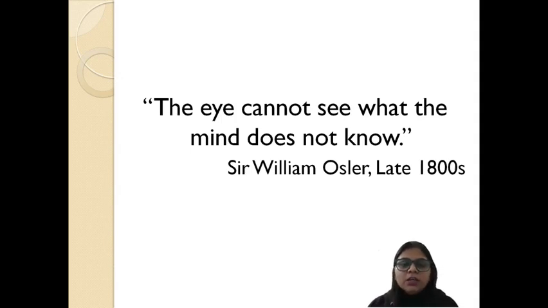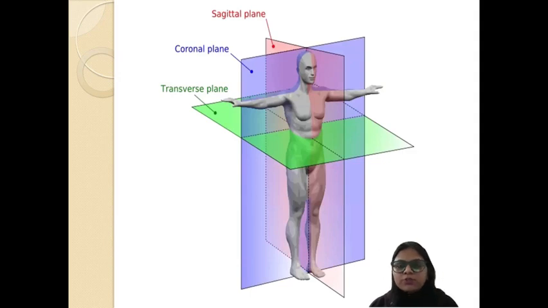Okay, so let's start. We all know that the eye cannot see what the mind does not know. This is a famous proverb by Sir William Osler. So it holds a great message in CBCT. Let's see how. So this is the human body, and we can divide it into three planes. First is the coronal plane, that is from the front to the back, or we can say from buccal going towards palatal or lingual surface. Then we have the sagittal plane, that is the right to left or left to right, and transverse is from up to down. That is the axial plane we have.